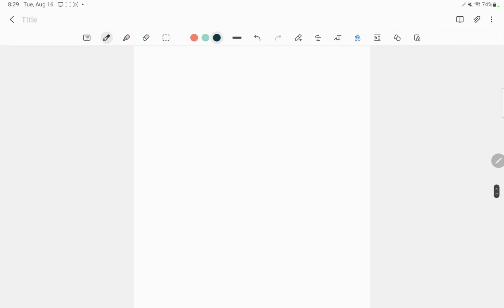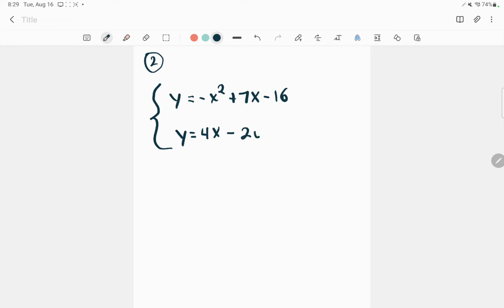So same thing. This is problem number 2. And we're only going to be doing 2 problems per video. So I'm going to write my 2 equations for the system of equations. I'm going to go ahead and put y equals negative x squared plus 7x minus 16. Then the second one is going to be y is equal to 4x minus 20. Alright, stop the video, try and do it yourself.